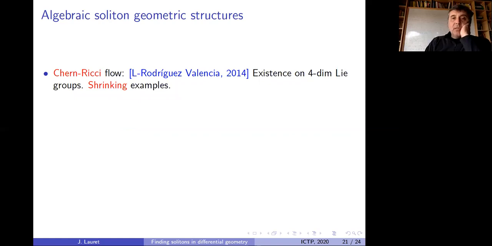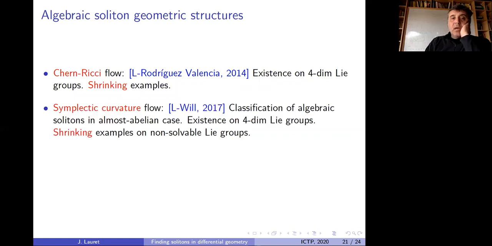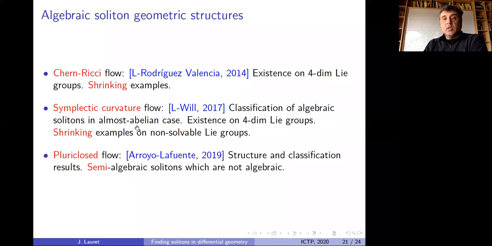Beyond Riemannian geometry, we have examples of algebraic solitons in the Chern-Ricci case, in the symplectic curvature flow case. As you see, we found shrinking examples, because in Riemannian geometry, all solitons which are not Einstein are expanding. But in these geometries, you may have shrinking solitons.